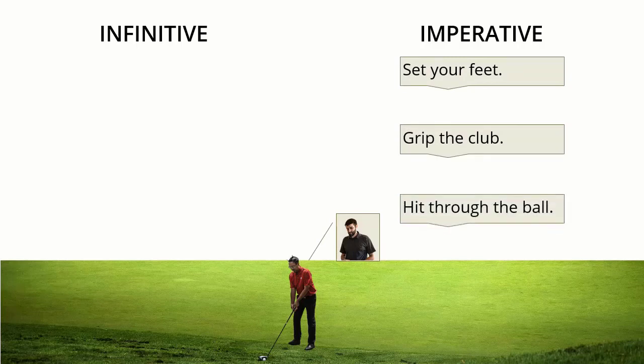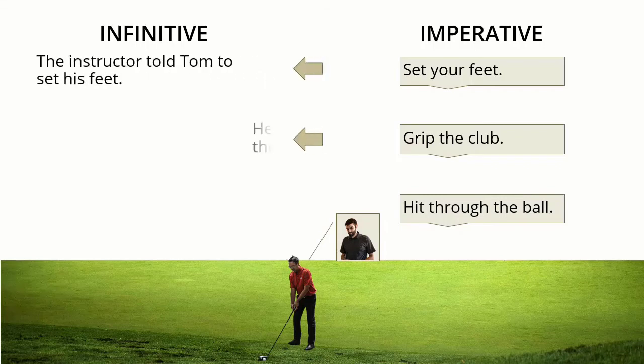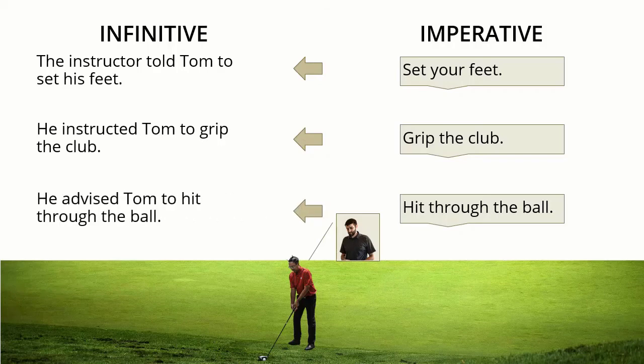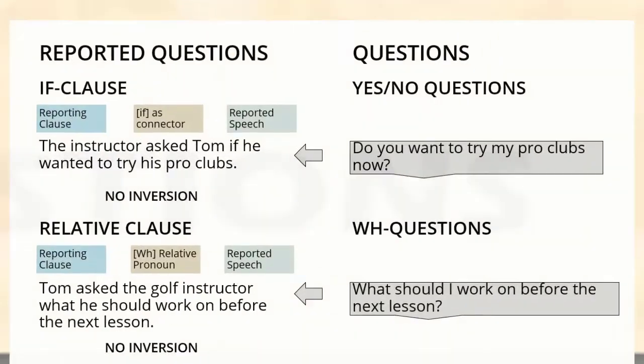So we can say that the instructor told Tom to set his feet. Grip the club, he instructed Tom to grip the club. Hit through the ball, he advised Tom to hit through the ball. Notice with the imperative to infinitive, oftentimes it's better to use reporting verbs. So you can refer back to that graphic to get a list of the reporting verbs in the video description down below. And the last thing we'll look at are questions.